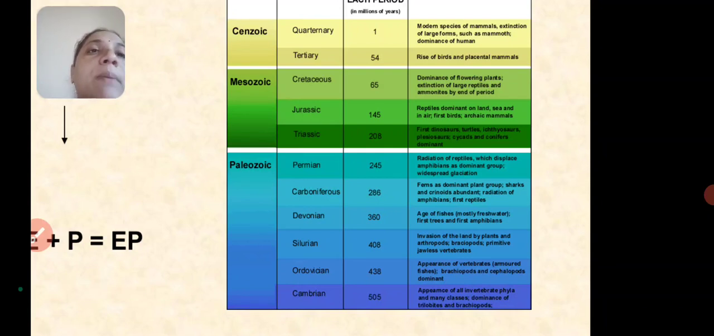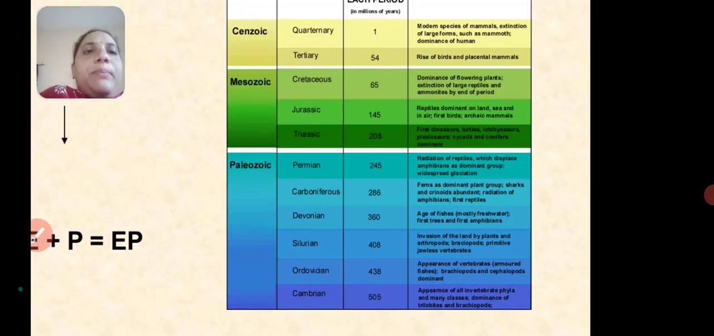What the scientists observed in the Permian period is radiation of reptiles, which displaced amphibians as the dominant group, and widespread glaciation. In the Carboniferous, ferns as the dominant plant group. Sharks and crinoids are abundant in this Carboniferous period. Next, the Devonian period: the age of fishes, mostly freshwater fishes, was observed. The first trees and first amphibians were also observed in the Devonian period.